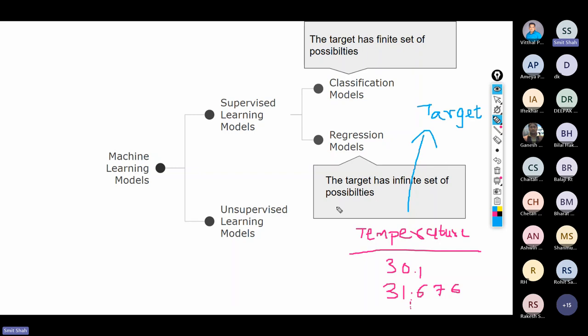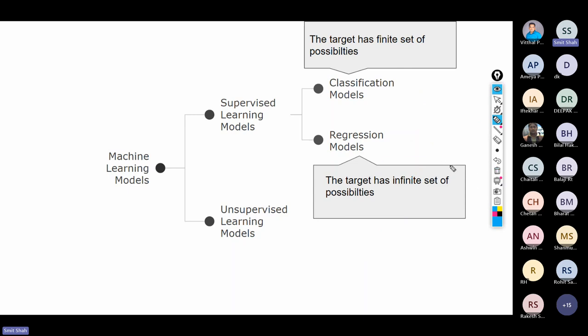Well, you guys would argue that in case of temperature, I have infinite set of possibilities. The temperature of the city could be 30.111 degrees Celsius. It could be 29.676 degrees Celsius. It could be anything. So you are saying that in temperature, you have infinite set of possibilities. If temperature is your target column, then in your target column, you have infinite set of possibilities. And if in your target column, you have infinite set of possibilities, then your model will be called a regression model. All right. So before we go ahead, just a recap of what we have done.